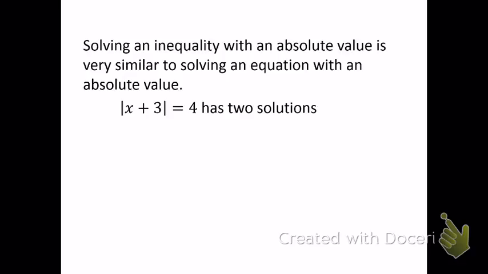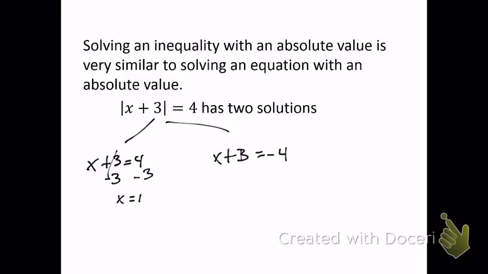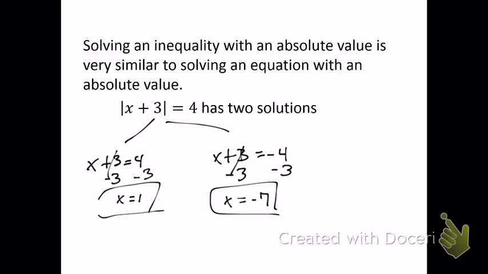We know that the absolute value of x plus 3 is equal to 4 has two solutions. We take this equation and split it, where we have x plus 3 equals positive 4 and x plus 3 equals negative 4. We solve each one, so we subtract 3 on each side, and that leaves us with x equals 1. We subtract 3 on each side, and that leaves us with x equals negative 7. Okay, so that's really straightforward.